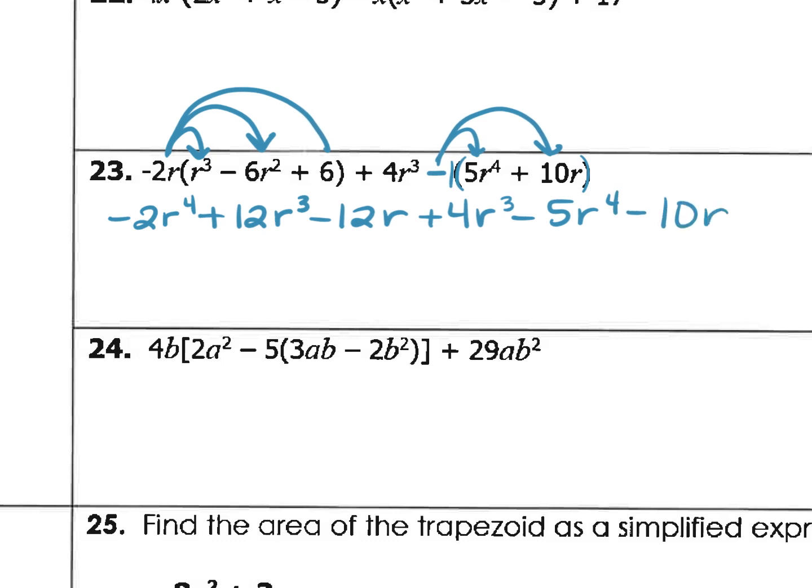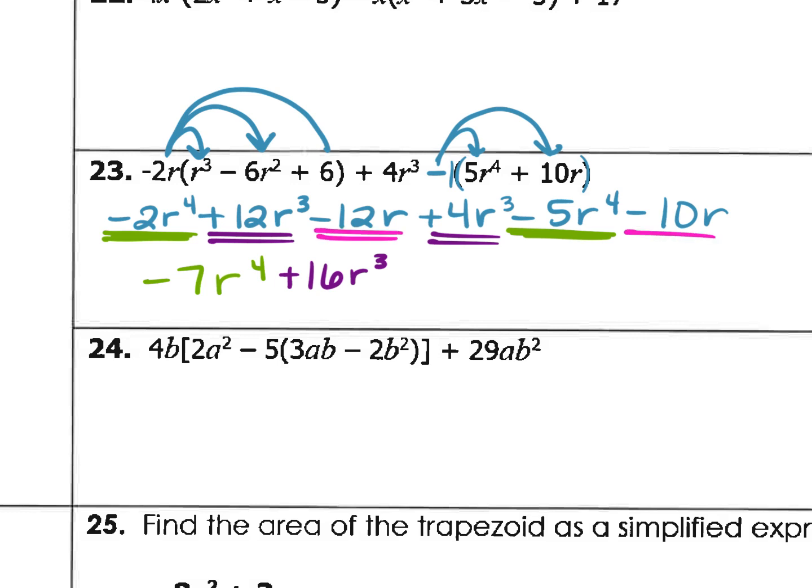Okay, then you find the ones that are the same. So a negative 2r to the 4th and a negative 5r to the 4th is a negative 7r to the 4th. Did you do that? Move on to the cubes. 12r cubed plus 4r cubed is 16r cubed. And then the last one, negative 12r minus 10r is a negative 22r. Did you get that?